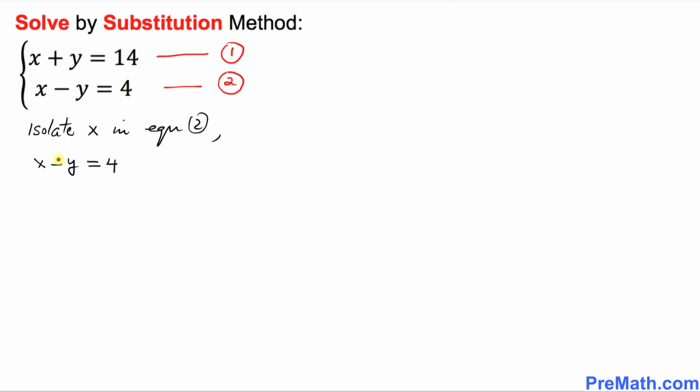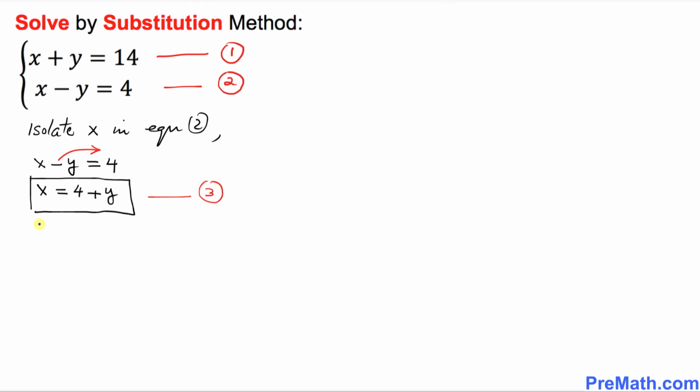And now since we want to isolate x, I want you to move this negative y to the other side. So this is simply going to become x equal to 4, and then this negative y becomes positive y. I want to call this equation number 3.